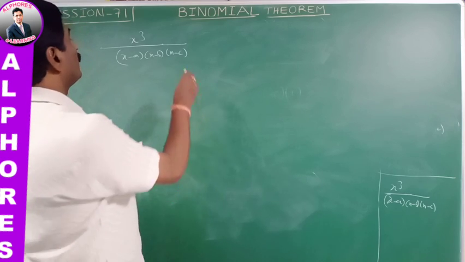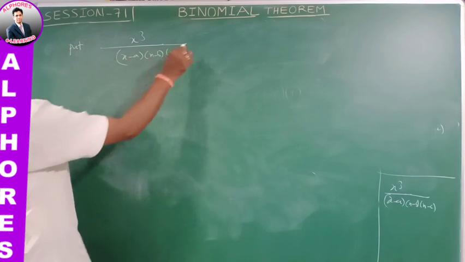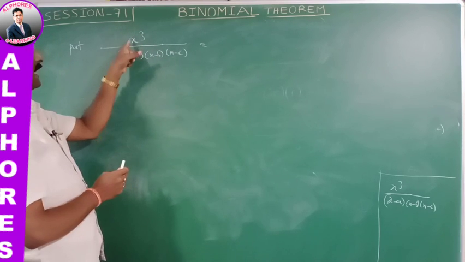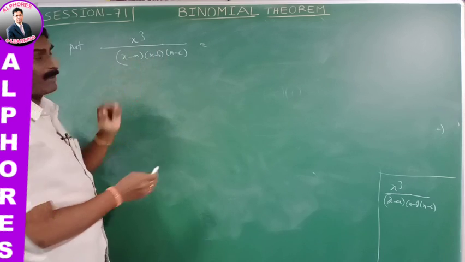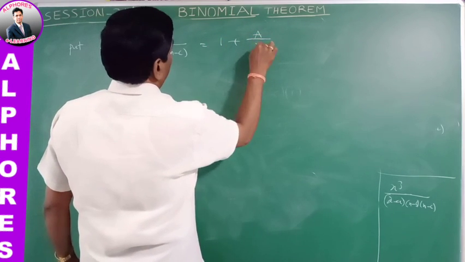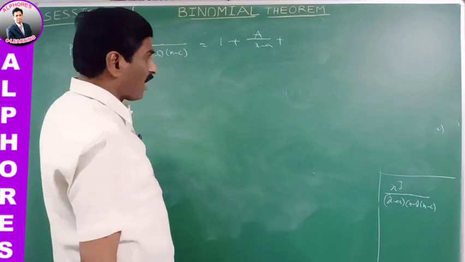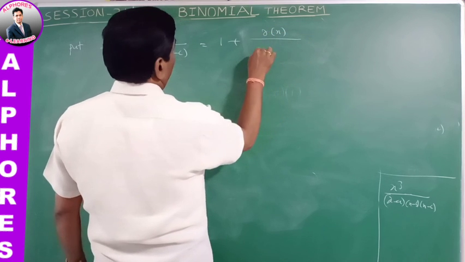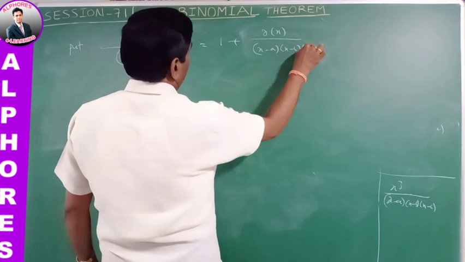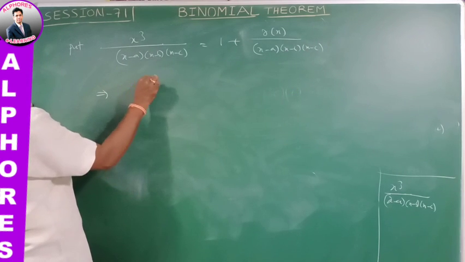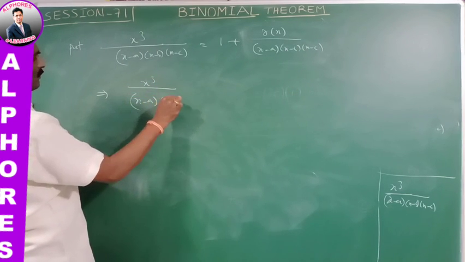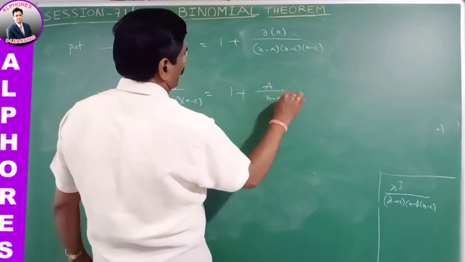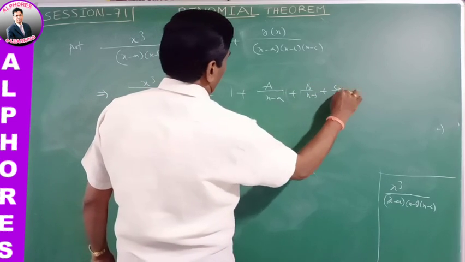What is the k value? The k value is nothing but the higher coefficient by the higher coefficient. Here the higher term is x into x into x, that means x cube, and the x cube coefficient is 1. So 1 by 1 means 1. Directly you write it in this way: 1 plus r of x, the remainder, by (x minus a)(x minus b)(x minus c). That means x cube by (x minus a)(x minus b)(x minus c) is equal to 1 plus a by x minus a plus b by x minus b plus c by x minus c.